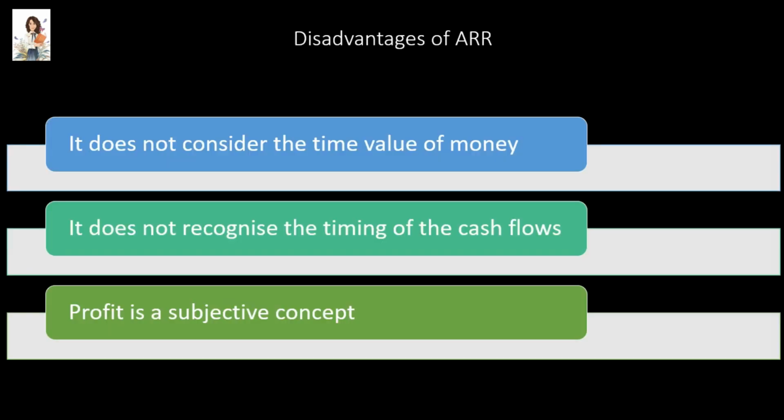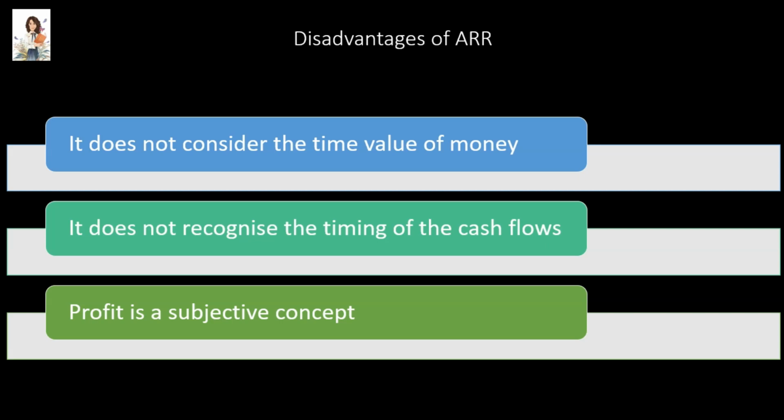The most important disadvantage of the ARR method is that it ignores the time value of money. Time value of money means that every dollar received now is more useful to a business than a dollar received at a later date. The method does not take into account the timing of the cash flows, but the initial expenditure on the project will continue to be at risk until the flow of cash into the business has covered the initial cost.